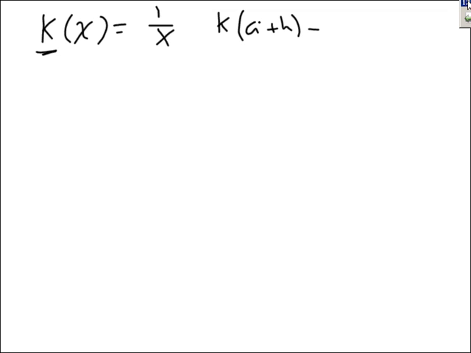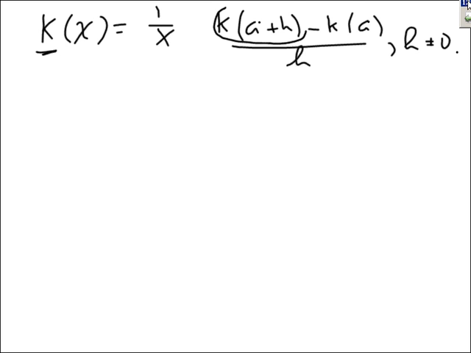Okay, so suppose I tell you that k of x is 1 over x. K is just a name. Don't get caught up on that. And I'm asking you to find k of a plus h minus k of a over h. And I'm telling you, h is not 0. It's some other number. It's just not 0. Well, again, you need to find this piece minus, and then you need to find this piece. And then you divide by h.